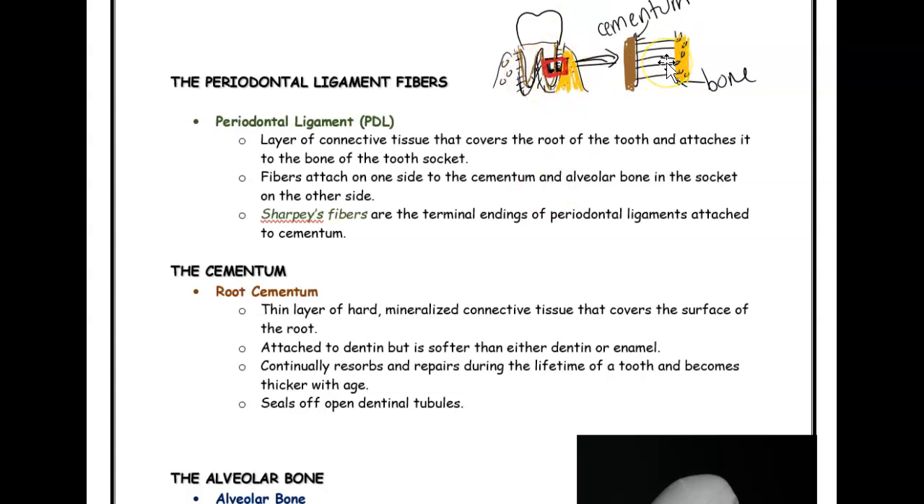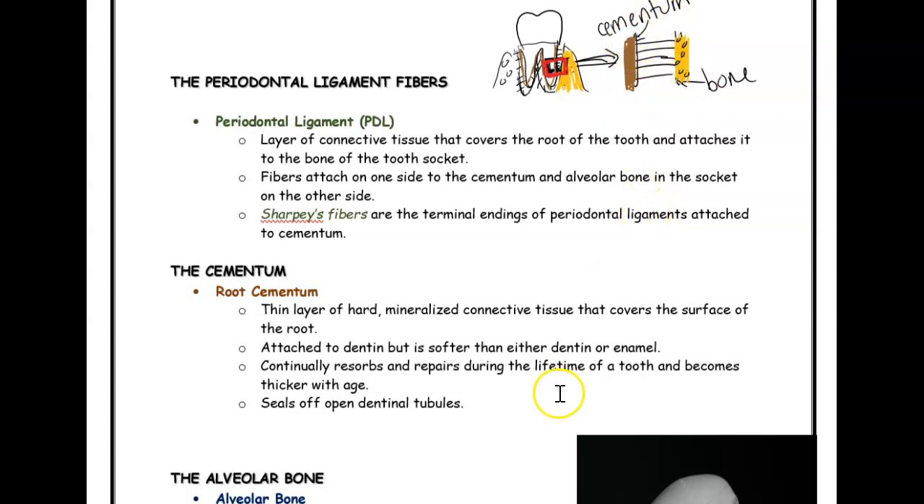When you zoom in over here, you'll notice that on one side, the periodontal ligament fiber is attached to the cementum, which is over here. And on the other side, it's attached to the bone, which is over here. So the periodontal ligament fibers are just lines of connective tissue that attach to the root, or the cementum to be more precise, on one side, and the bone on the other side.